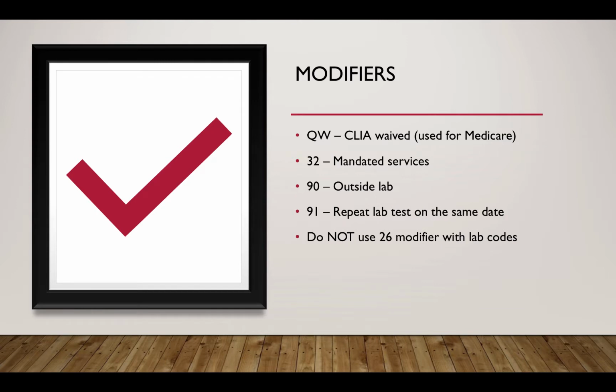Here are some modifiers for this section. QW is for CLIA waived tests. This is used for Medicare claims. 32 modifier is for mandated services. The 90 modifier is for outside lab. 91 modifier is for a repeat lab test on the same date. And you need to note that you will not use the 26 modifier with lab codes.